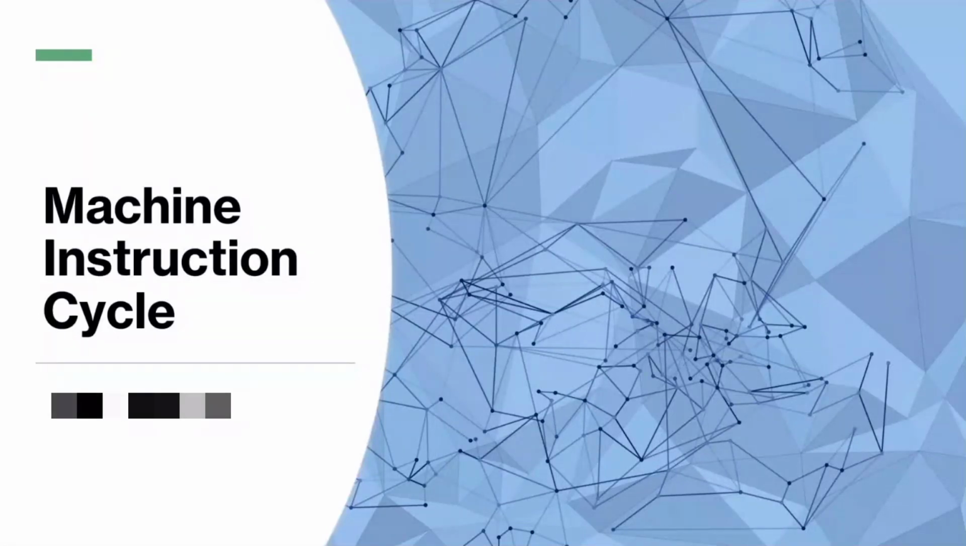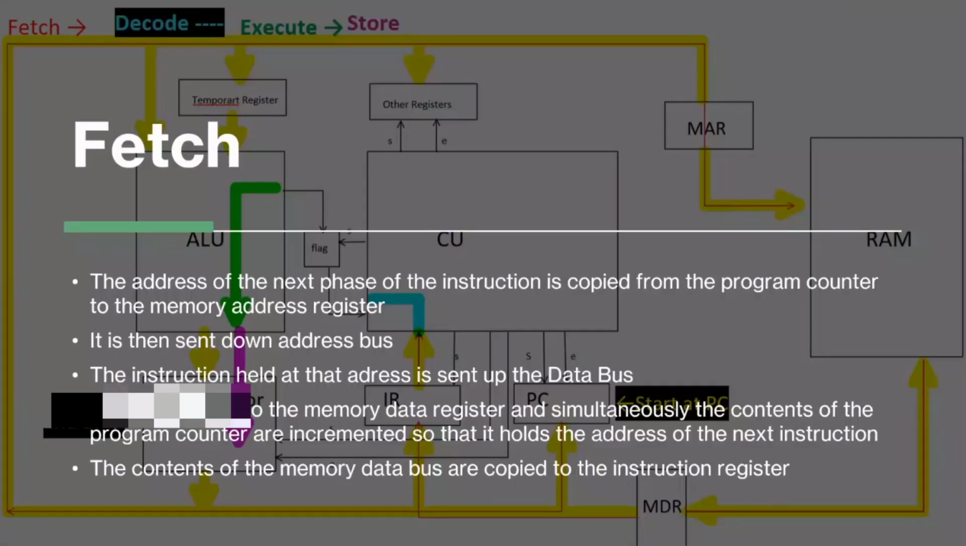The machine instruction cycle. There are three parts to the machine instruction cycle, and the first part is the fetch part. In the fetch phase, the address of the next instruction is copied from the program counter to the memory address register. This is then sent down the address bus to the location where the next instruction is held, and then the data held at that address location is sent via the data bus.